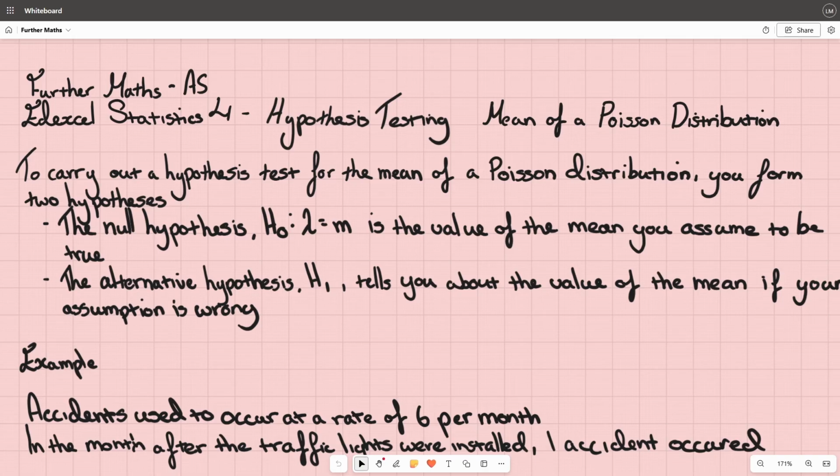So now I'm going to do an example where accidents used to occur at the rate of 6 per month. In the month after traffic lights were installed, 1 accident occurred. This is just a paraphrasing of the full question to show you how it works.